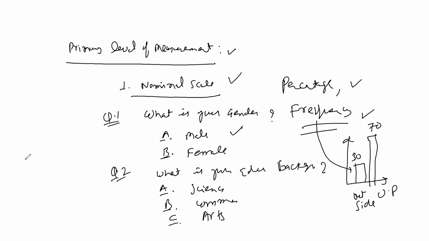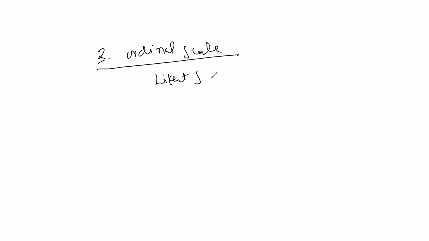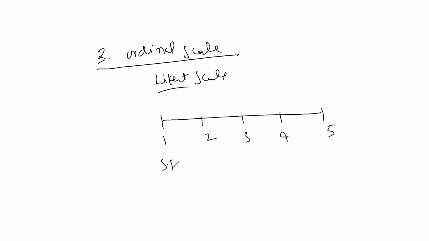The second type of question we can prepare is the ordinal scale. Ordinal scale is basically ranking, or you can develop your question in a Likert scale. There are 5 or 7 points: 1, 2, 3, 4, and 5, where 1 means strongly disagree, the middle is neutral, and 5 is strongly agree. You can create a 7-point or 9-point scale also.